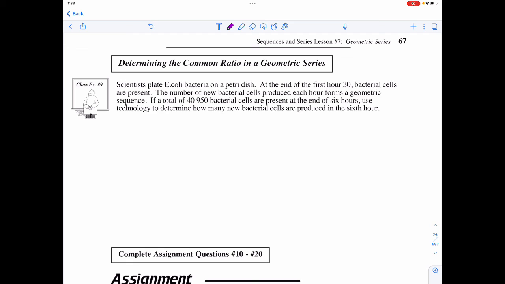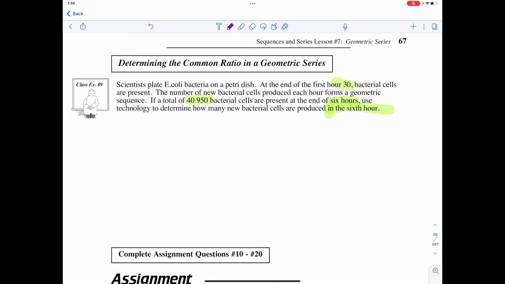If I want the common ratio in a geometric series, it says that scientists plate E. coli bacteria on a petri dish. At the end of the first hour, 30 bacteria cells are present. The number of new bacteria cells produced each hour forms a geometric sequence. If a total of 40,950 bacteria cells are present at the end of 6 hours, use technology to determine how many bacteria cells are produced in the 6th hour.